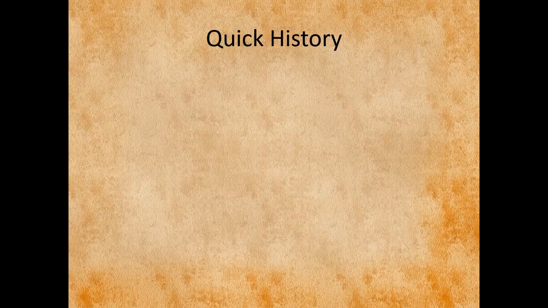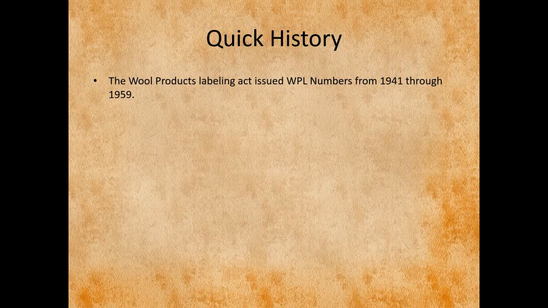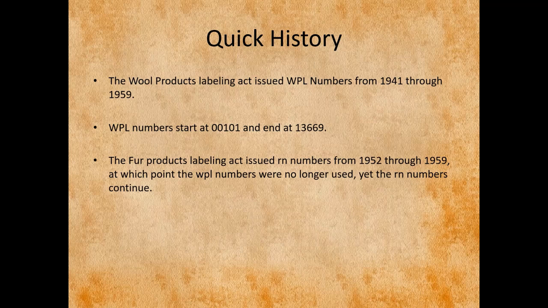Now here's a quick history of the WPL and the RN numbers. The Wool Products Labeling Act issued WPL numbers from 1941 through 1959. These numbers predate and run at the same time as when the RN numbers were first issued. WPL numbers start at 00101 and end at 13669. The Fur Products Labeling Act issued RN numbers from 1952 through 1959, at which point the WPL numbers were no longer used, yet RN numbers continue.